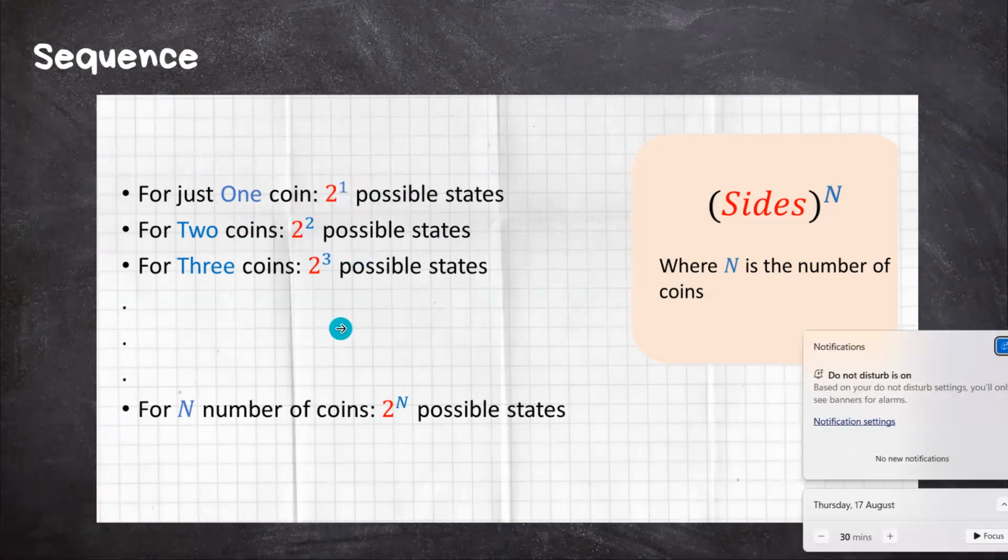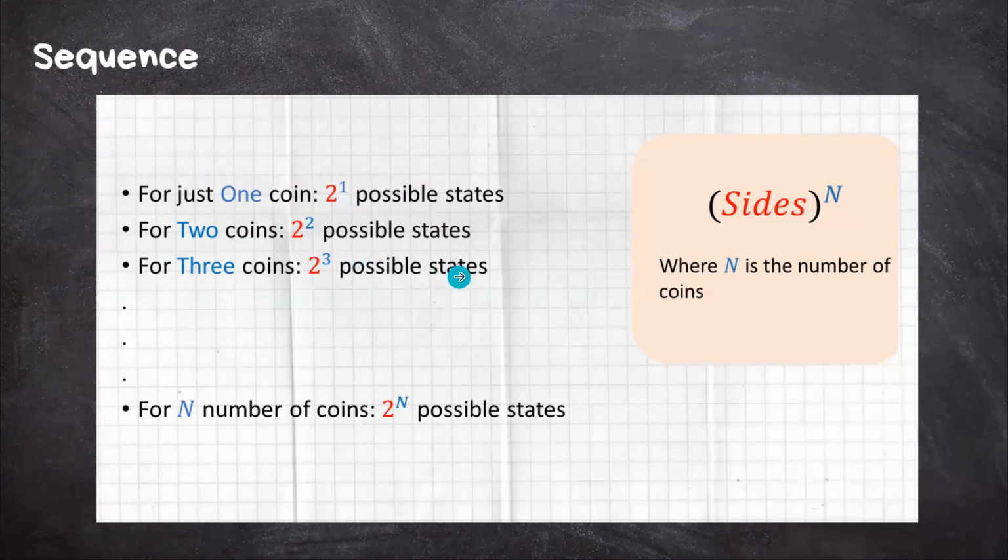When you had 3 coins, you had 8 possible states. And for n number of coins, we say that we have 2 to the power n possible states. Now, what does this 2 represent here? This 2 is basically the sides that each coin has. So each coin has 2 sides, therefore sides equals 2.